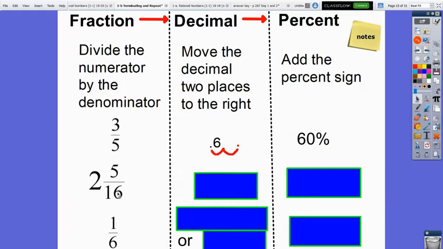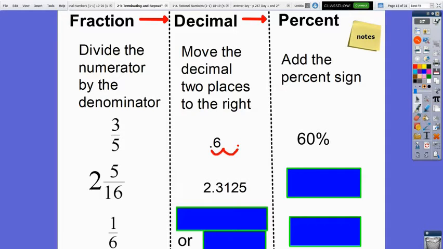Mixed number 2 and 5/16. When you convert this to a decimal, the 2, the whole number part, is going to go in front of the decimal point. Okay, and then you convert the fraction part to a decimal. 5 divided by 16 in your calculator. All right, just to go through this, 5 divided by 16 in your calculator, 0.3125. So the decimal form of 2 and 5/16 is 2.3125.